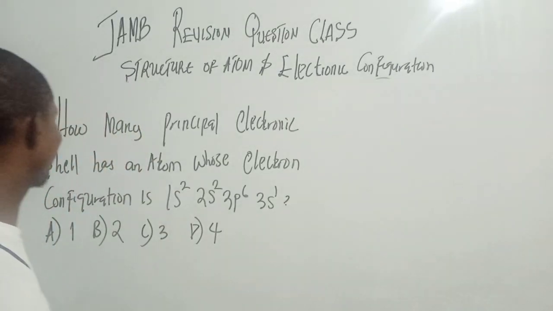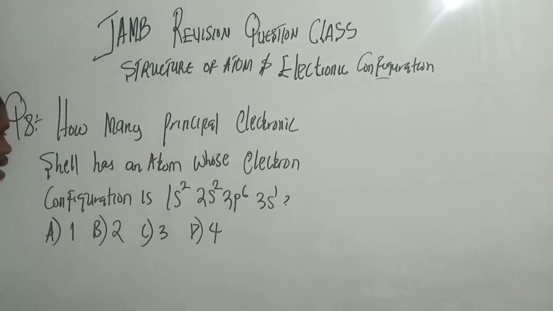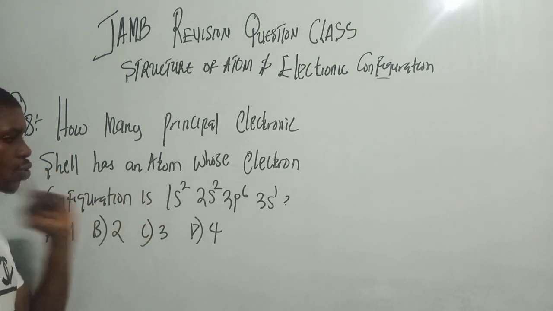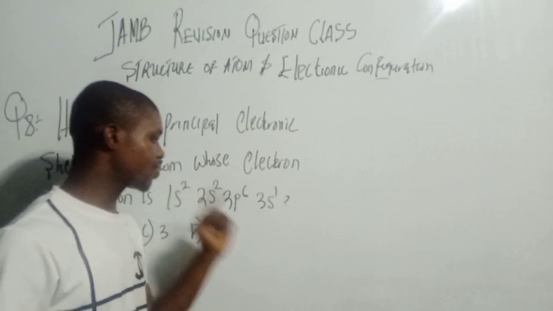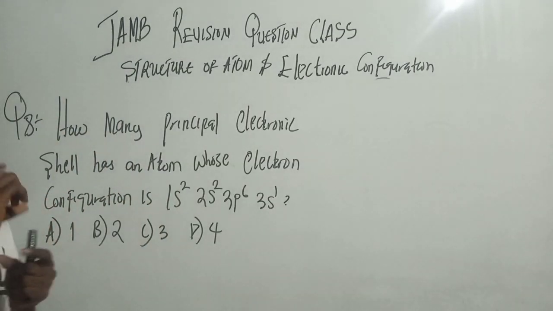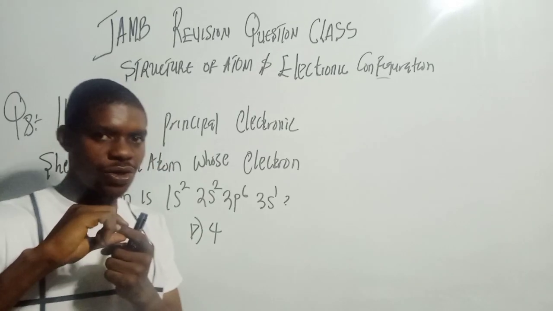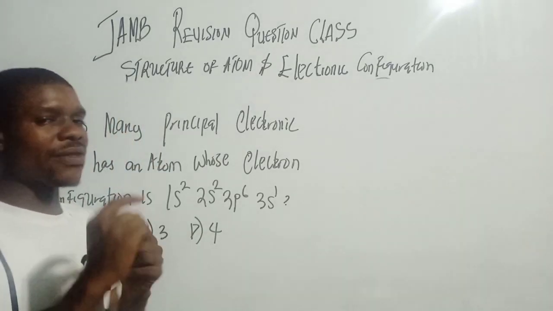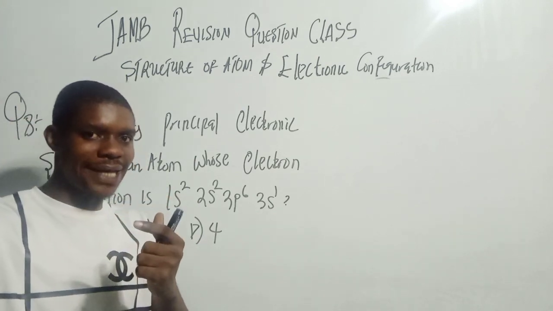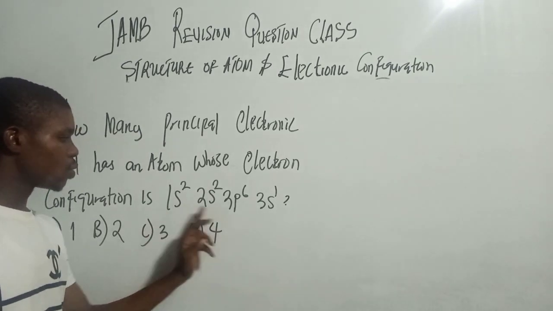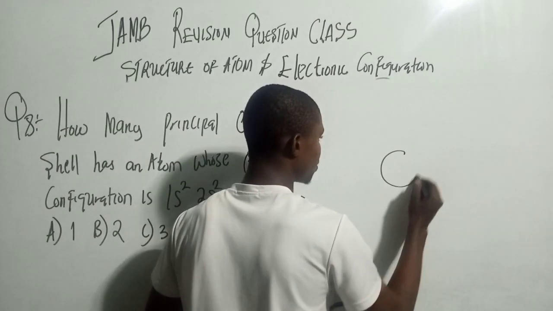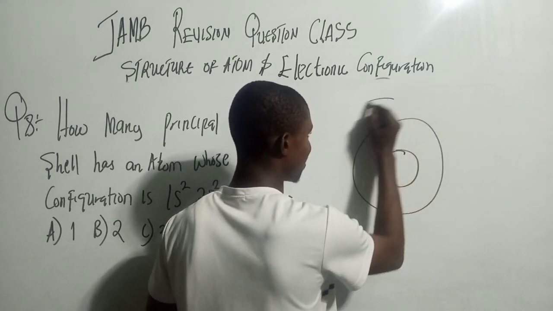So question 8. How many principal electron shells has an atom whose electron configuration is 1s2, 2s2, 2p6, 3s1? Now I say how many principal electron shells? They're talking about shells. Do you get that? Remember, we have the first shell, second shell, third shell, fourth, fifth, sixth, and 7, right? So 1, 2, and 3. That is 3 shells.